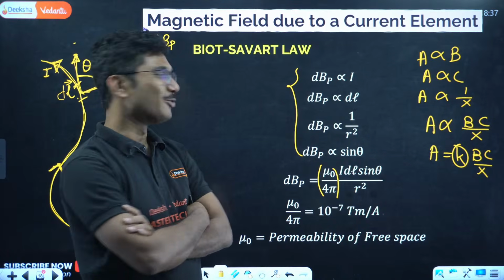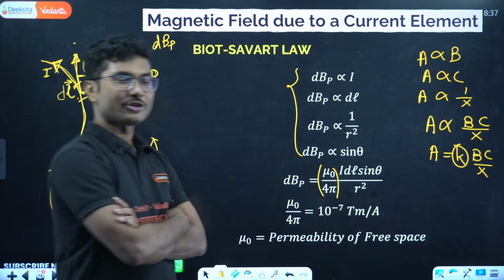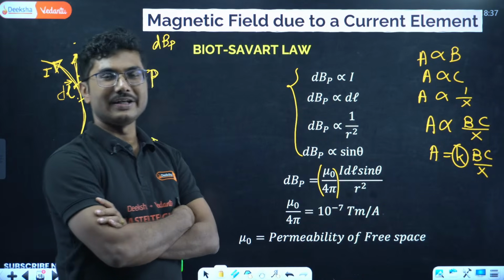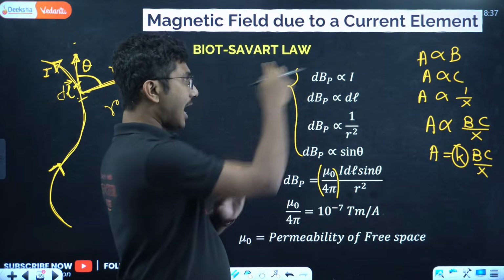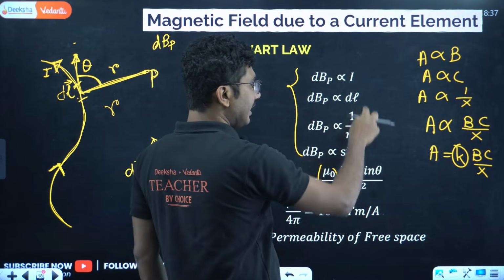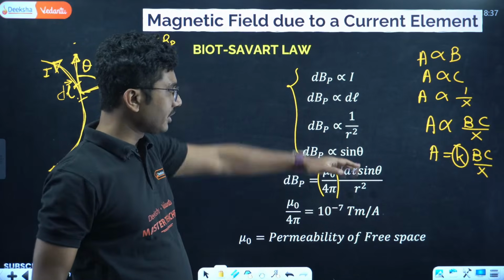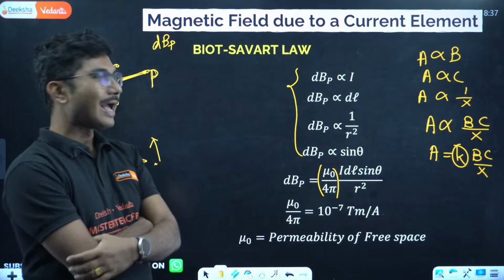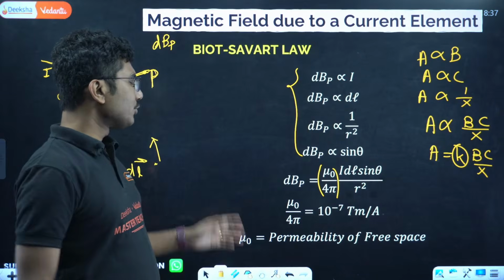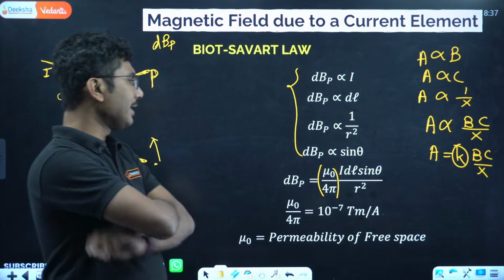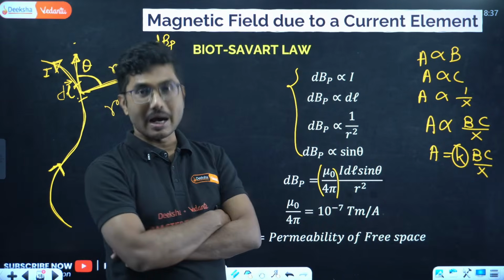Just joking. So mu naught by 4 pi is the constant of proportionality in magnetic fields. In magnetic field related expressions, this will come. And now I into dl into sine theta divided by r square. All the directly proportional quantities will be multiplied and inversely proportional ones will be in division. So when you combine these, you get dB equals mu naught by 4 pi I dl sine theta upon r square.